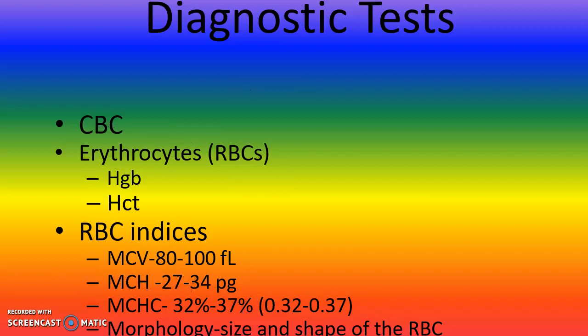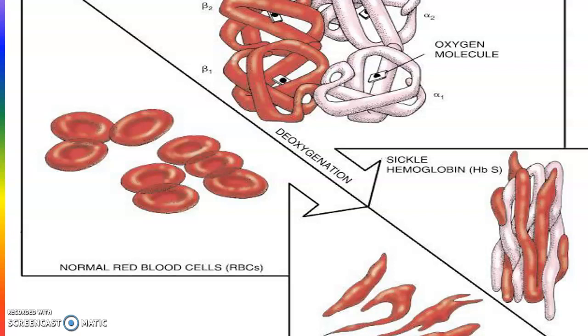The other thing we want to look at is the reticulocyte count. Reticulocytes are the immature red blood cells. So kind of like our bands in the white blood cells, we're going to see retics in the red blood cells. And then the last thing we want to look at is our platelets.